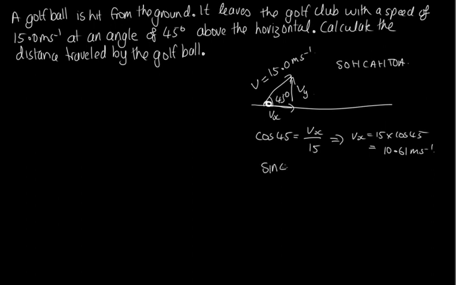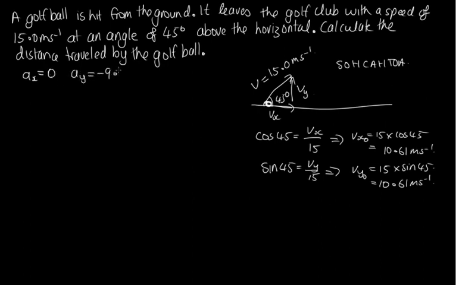So sine of 45 is equal to Vy over 15. So this tells us that Vy is equal to 15 times sine 45, which is equal to 10.61 meters per second. So now we have the initial, let's give these subscript naught for initial horizontal and vertical velocities. Now what we know is that the acceleration horizontally is 0. The acceleration vertically is equal to minus 9.80 meters per second squared.